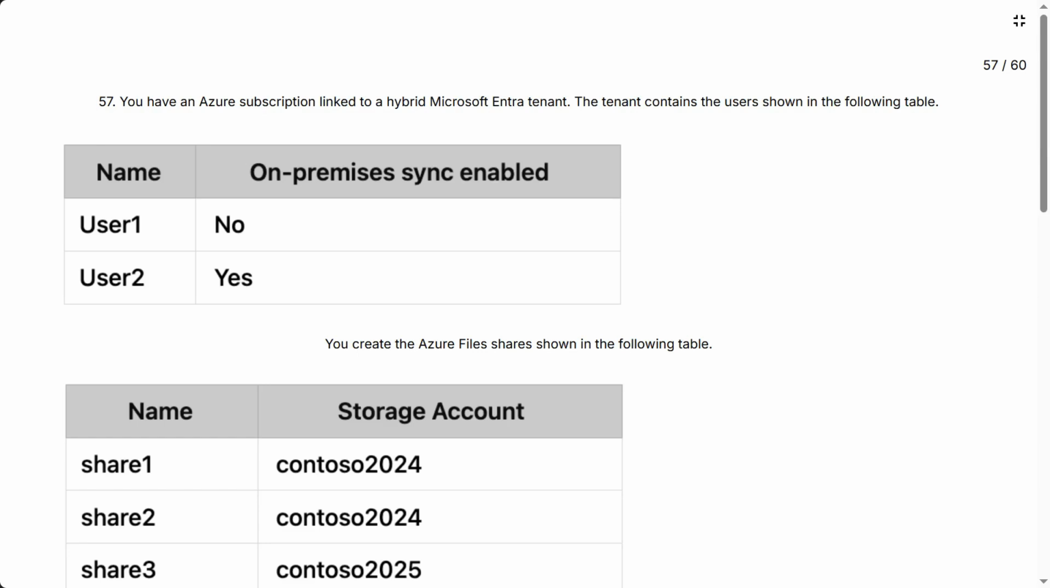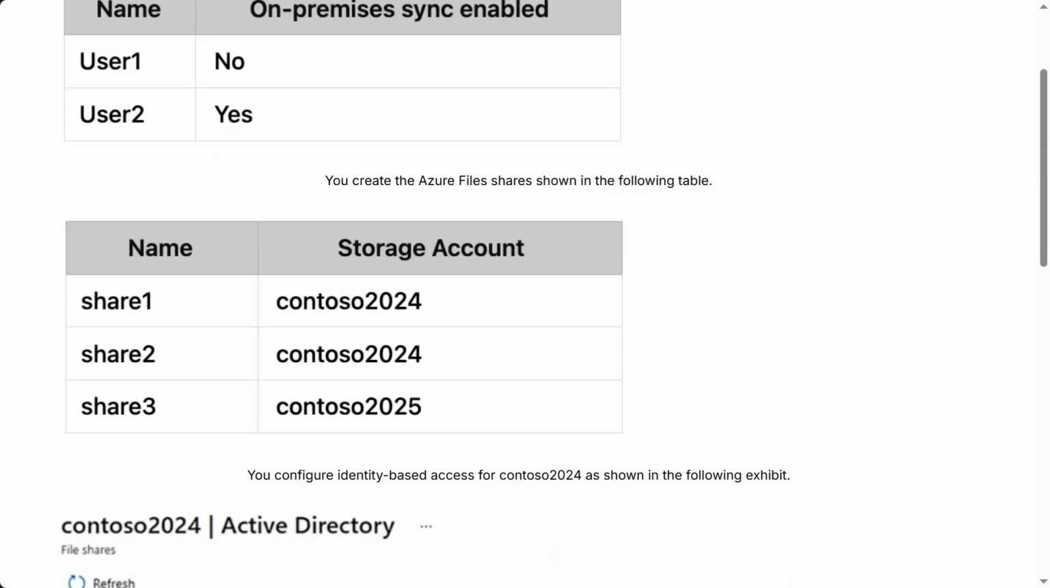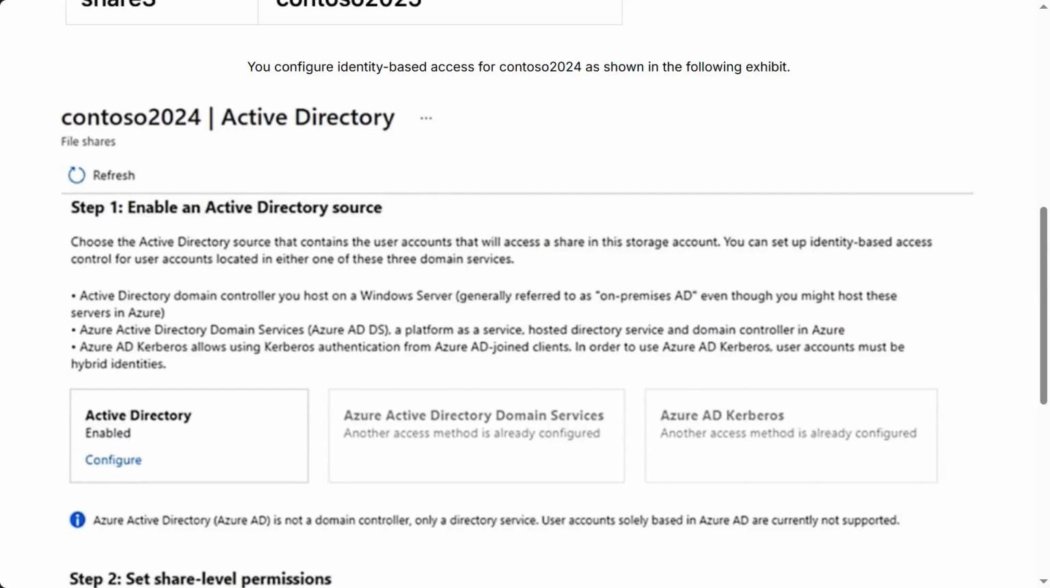Question 57. You have an Azure subscription linked to a hybrid Microsoft Entra tenant. The tenant contains the users shown in the following table. You create the Azure Files shares shown in the following table. You configure identity-based access for Contoso 2024 as shown in the following exhibit.